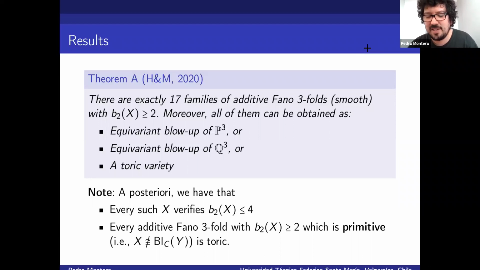It's actually a nice problem. I don't know how to bound the second Betti number in a more uniform way. Say, well.